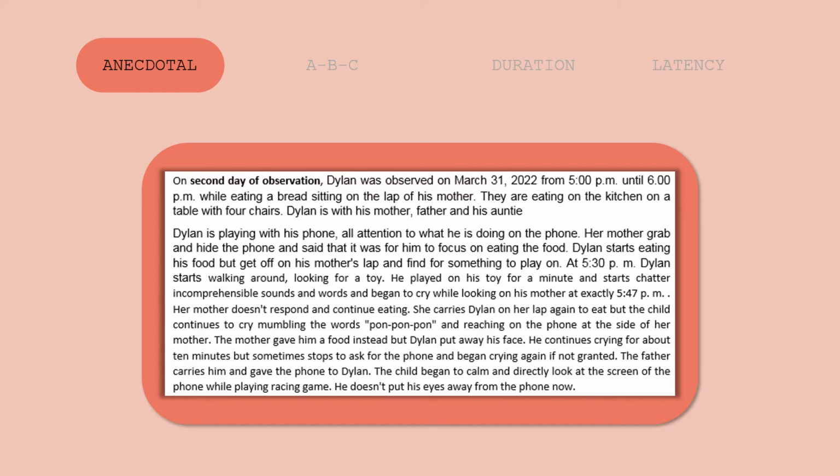At 5:07 p.m., Dylan starts throwing tantrums triggered when he lost sight of his mother. The tantrums continue and only stop when his mother arrived again.